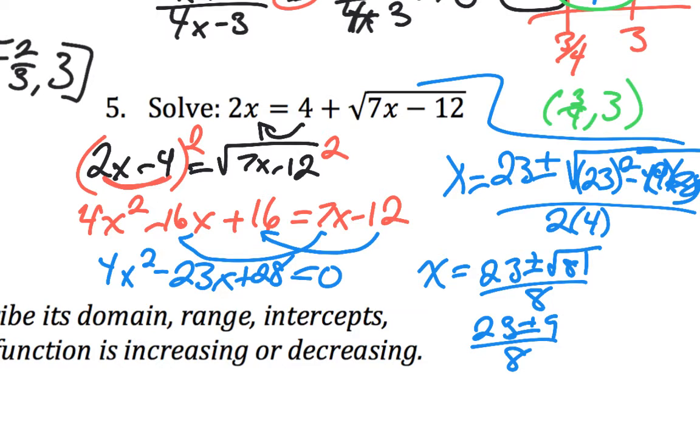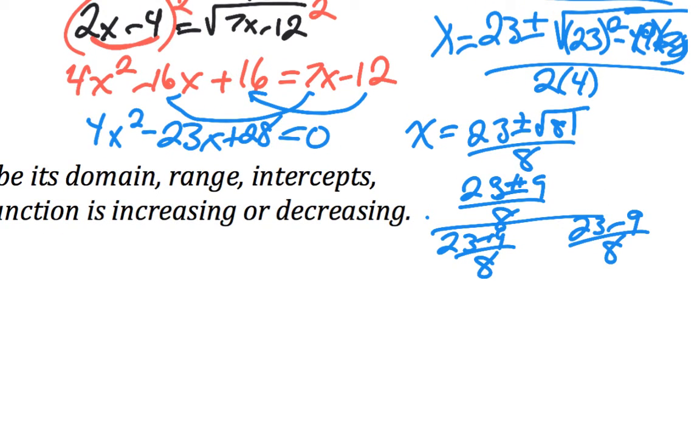So that becomes, just simplifying that, once with a plus, once with a minus. So remember it's 23 plus 9 over 8, 23 minus 9 over 8. And then it comes out to be 4 or 7/4. Now, you have to check your answers because on a radical it may not have worked. When I go and plug it back in, this one doesn't work. So my only solution is x equals 4.